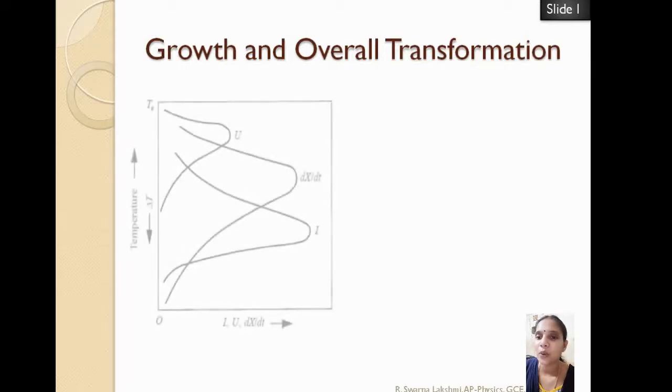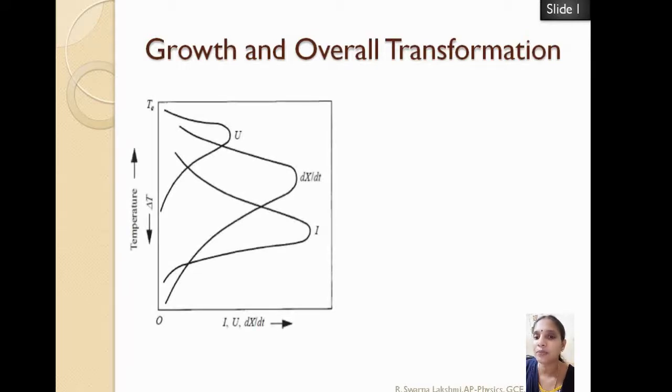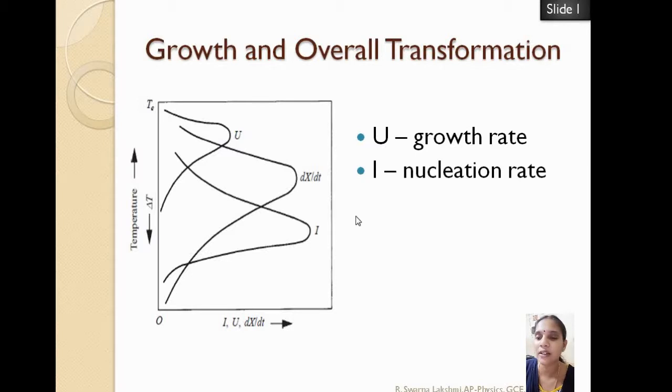With the rate of undercooling, growth maximum occurs at a much higher temperature. U is the growth rate. You can see that the maximum occurs at a much higher temperature compared to the maximum of the nucleation curve. I is the nucleation rate.